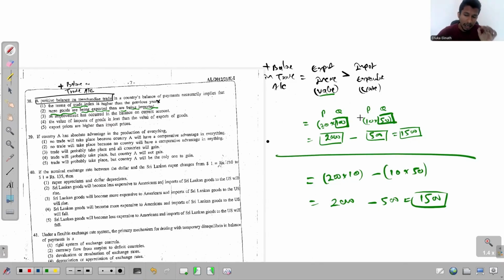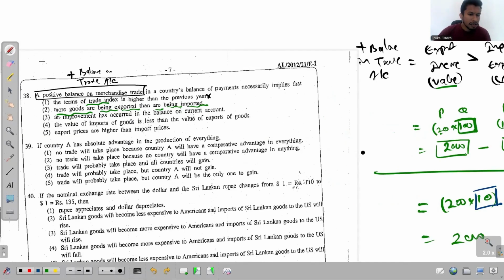But what happened is, unlike in the previous case, this time if you just look at the number of goods that we exported, it's very low compared to the number of goods that we imported. So it can go either way. So this is not the answer. Hope you understand. The third one, an improvement has occurred in the balance of current account.